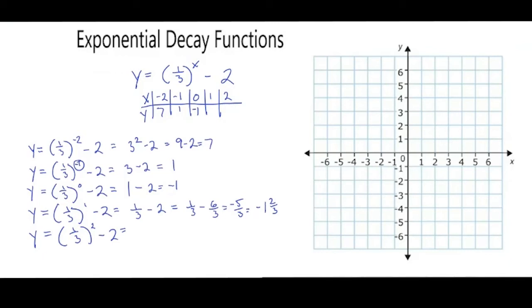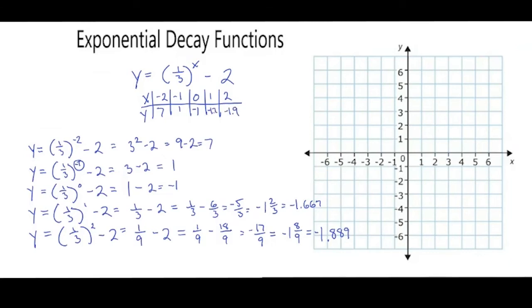Now we have 1/3 squared minus 2. Well, 1/3 squared is 1/3 times 1/3, so that's 1/9 minus 2. You could do this the same way. Plug it into a calculator: 1 divided by 9 minus 2. Or you could treat this as 1/9 minus 18/9 equals -17/9, which is -1 and 8/9, which, if you plug that in a calculator, is also -1.889.